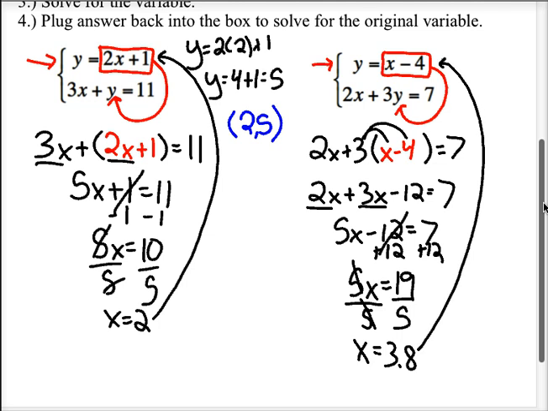Now, final step, put it back in. So y equals 3.8 minus 4. So that's going to be negative 0.2. And again, always feel free to use your calculator for that. I know decimals get a little bit nasty and tricky, but what you're going to get is 3.8 and negative 0.2. Something that would have been very difficult to see had you tried to solve this by graphing. Okay, it wouldn't have been nearly as nice to solve.